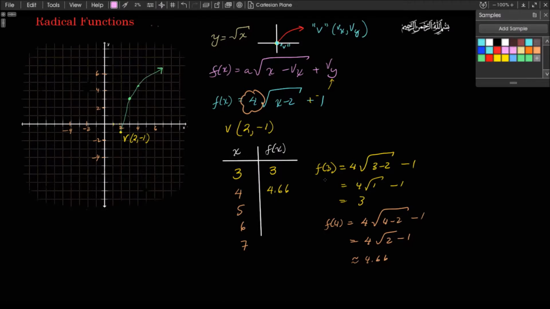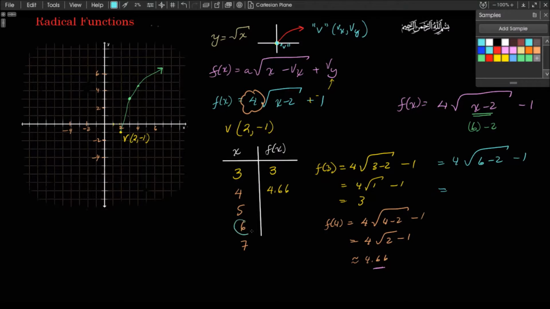Now, if you wanted a nice, neat number, you have to be a little bit creative. You have to look at f of x. So f of x is equal to 4 times the square root of x minus 2, minus 1. And you have to say, okay, what can I put in there to get like a perfect square? Well, the perfect squares are 4, 9, 16, 25, right? So how do I get like a 4 over here? Well, if I put 6 over there, 6 minus 2 is a 4, right? So that's what I would do. So 4 times square root of 6 minus 2, minus 1.